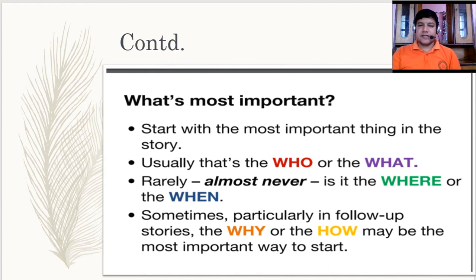And we rarely mention the answer to the question where and when at the beginning of our news story. Almost never it is said here, but sometimes we may mention this also, but very rarely. Sometimes, particularly in follow-up stories, in second and third paragraphs, we answer the questions why that happened, how that happened. So first we mention what happened, who were involved in the incident. Then we mention where, why, how, and other details.